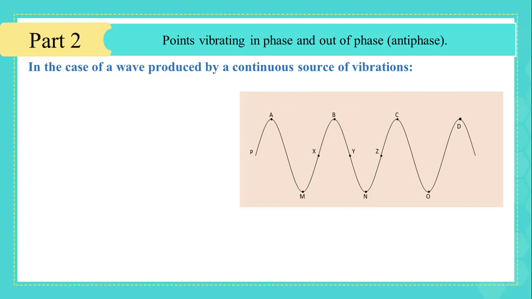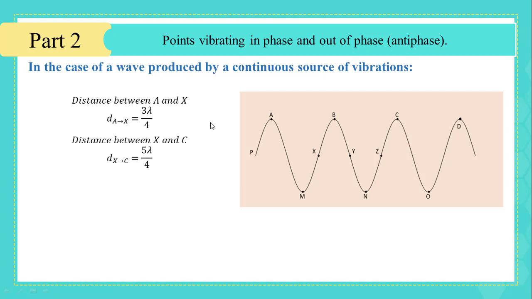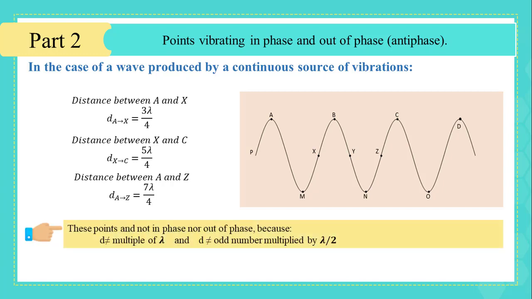What if these points are neither in phase nor out of phase? Let's take some examples. For example, the distance between A and X is 3 lambda over 4. The distance between X and C is 5 lambda over 4. The distance between A and Z is 7 lambda over 4. Are these distances similar to the distance between any two points in phase or out of phase? Of course not. So we conclude that these points are neither in phase nor out of phase, because the distance between them is not a multiple of lambda, and it is not equal to an odd number multiplied by lambda divided by 2.